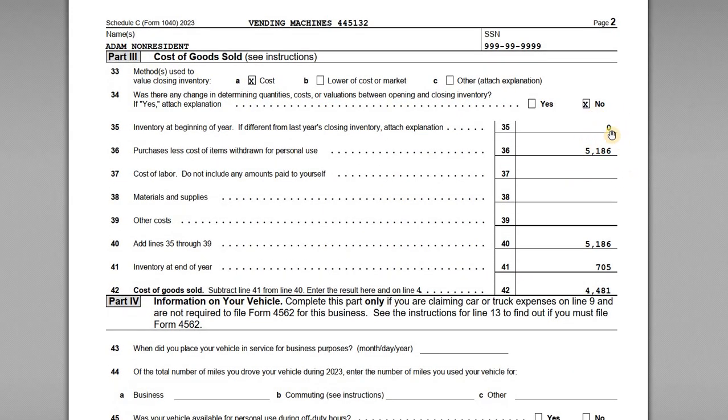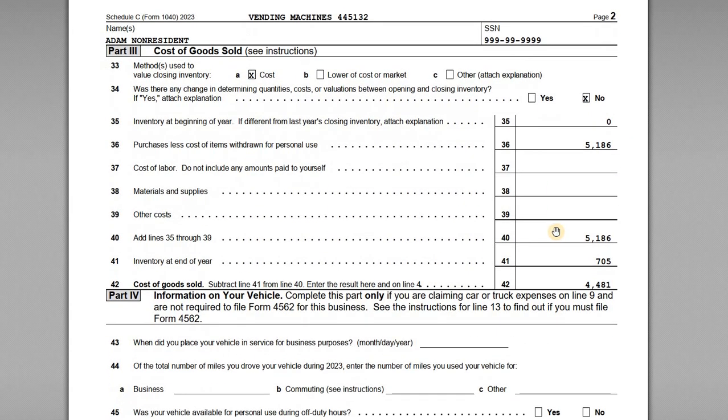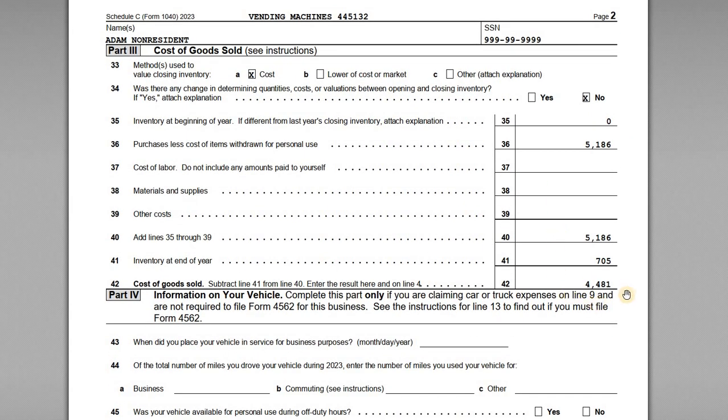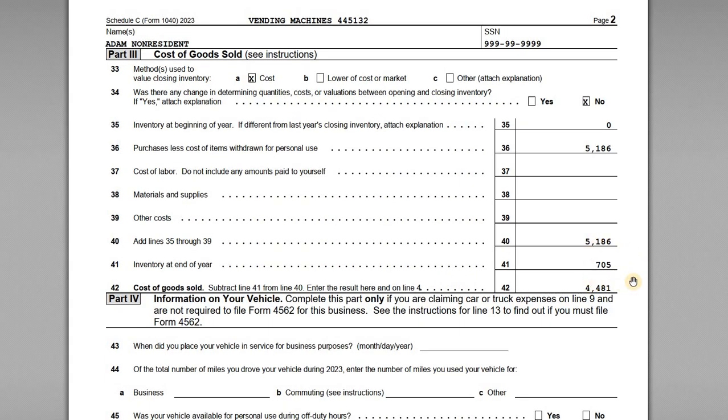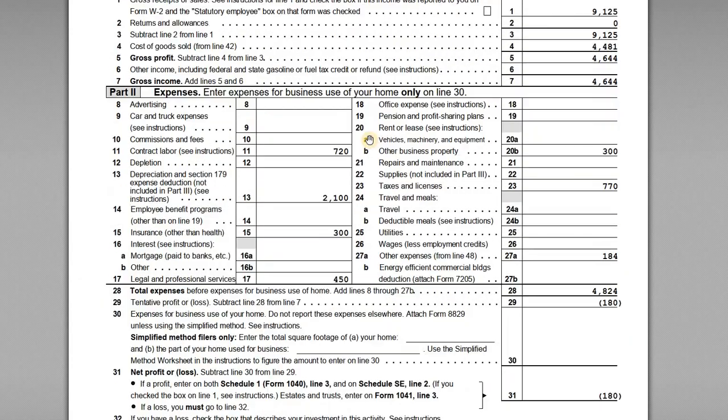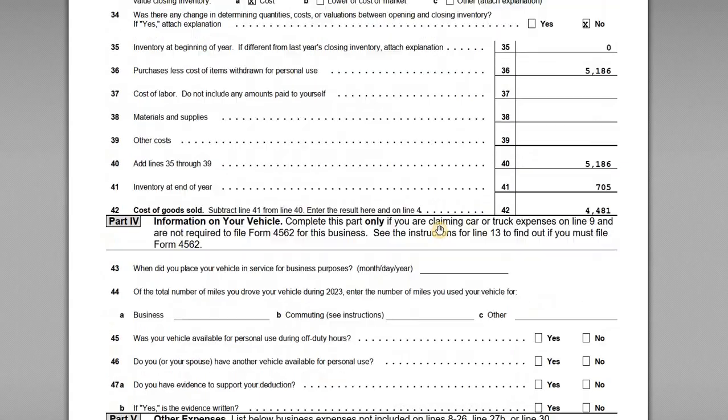We purchased $5,186 of product. We sold $4,481, and so our ending inventory balance is $705, right? All of this matches our financial statements. And then we have the other various expenses. So the rents, taxes and licenses, contract labor. The depreciation expense, $2,100, that includes two components, right? So the bonus depreciation and the straight line depreciation.